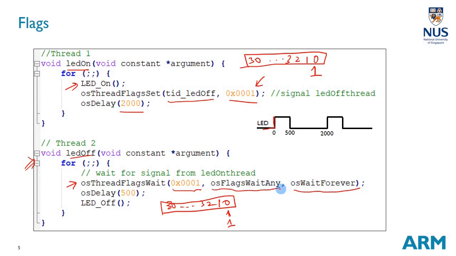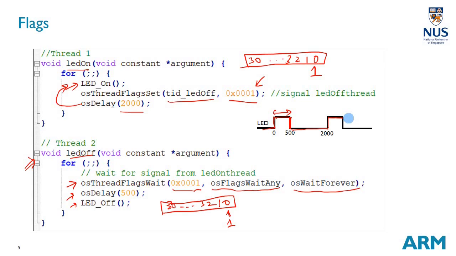Once that flag has been set, I will come out of the blocked state and go to a ready state. In the ready state, I will delay for 500 milliseconds, which is here, and then I will call LED off, which is this. So I'll go down here, the LED will be off, and when the 2-second timeout finishes, I'll come back to the beginning of the loop and repeat the whole process again. That is basically what these two threads are fulfilling in terms of controlling this LED on or off signal.